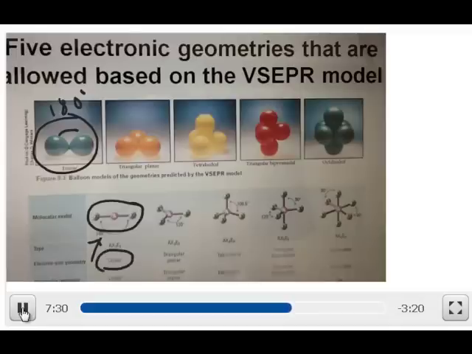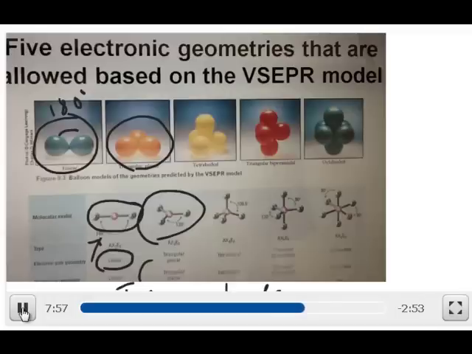If you have three pairs around the central atom, then the structure you would get would look something like this, as shown by the balloon or by your picture right here: a central atom in the middle and then three atoms, or three pairs of electrons, around it. This is what we refer to as trigonal planar. Here I noticed that it says triangular planar, but the more common phrase to use is trigonal planar.